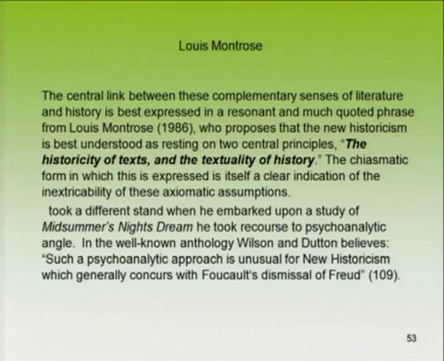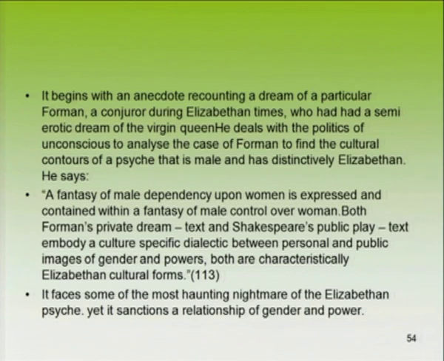Greenblatt took a different stand when he embarked upon the study of A Midsummer Night's Dream. When he studied Shakespeare's A Midsummer Night's Dream, he took recourse to a psychoanalytic angle in the well-known anthology Wilson and Dutton believes. Such a psychoanalytic approach is unusual for new historicism, which generally concurs with Foucault's dismissal of Freud. It begins with an anecdote recounting a dream of a particular Forman, a conjurer during Elizabethan times, who had a semi-erotic dream of the Virgin Queen. He deals with the politics of the unconscious to analyze the case of Forman to find the cultural contours of a psyche that is male and is distinctively Elizabethan.